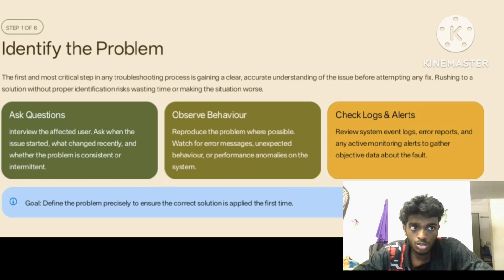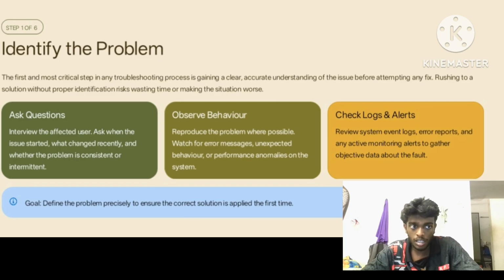The technician should gather as much information as possible by asking the user relevant questions, observing system behavior, and checking for any error messages, logs, or warning alerts. So what a technician should do is ask the user questions such as when did the problem start, observe symptoms such as slow system, no internet or error pop-ups, and check logs, alerts, or system notifications.